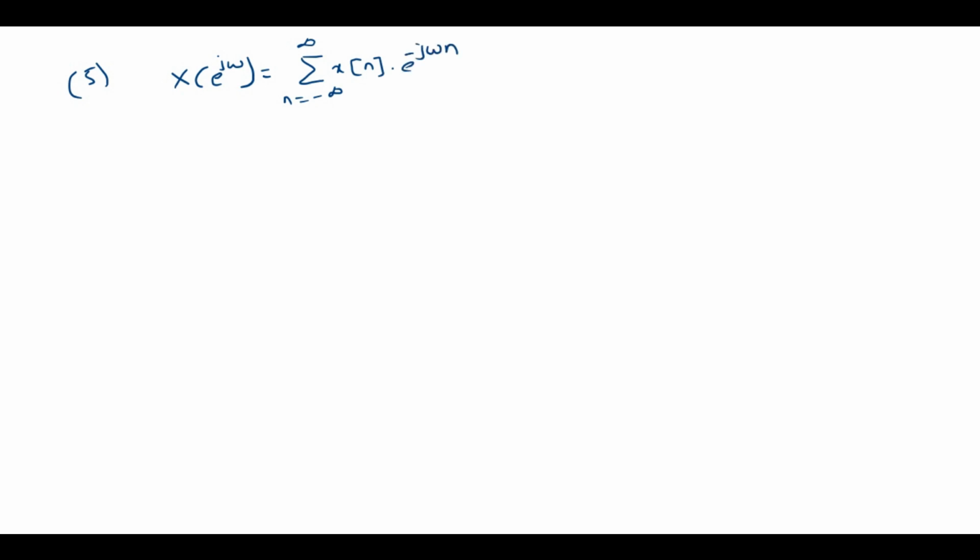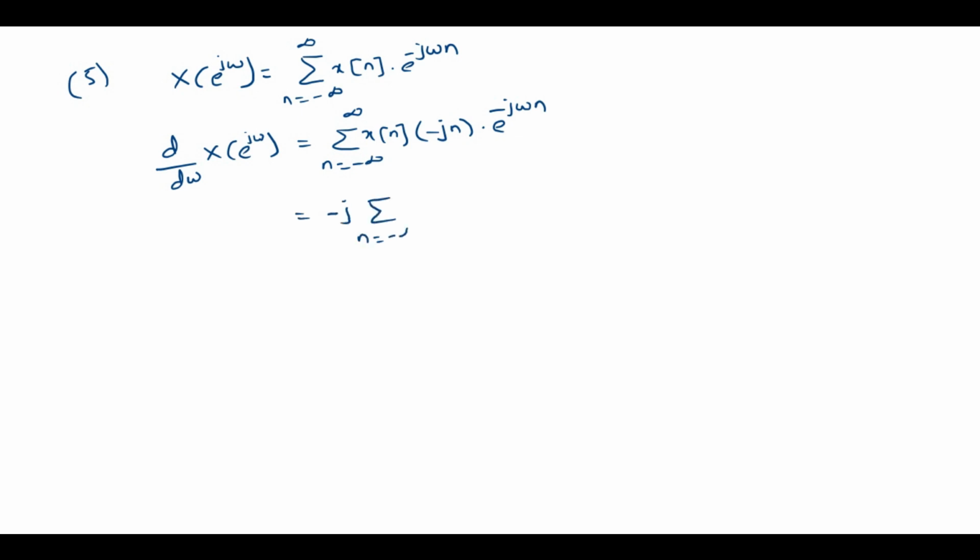Differentiate the x of e power j omega with respect to omega. So x of e power j omega is summation n from minus infinity to plus infinity x of n. Only the complex exponential function has the omega, so differentiate that. It is minus j n into e power minus j omega n. Here I am taking the minus j outside the summation. So summation n from minus infinity to plus infinity, this I am writing as n into x of n e power minus j omega n. Now I am taking this minus j to the left side.